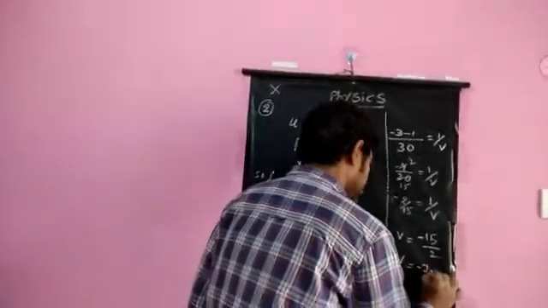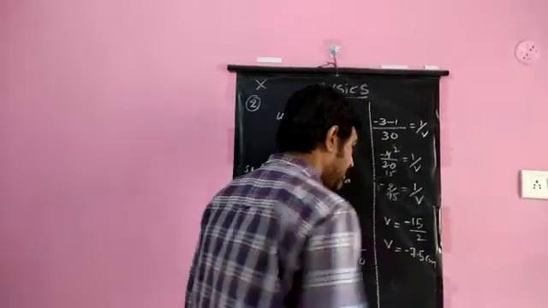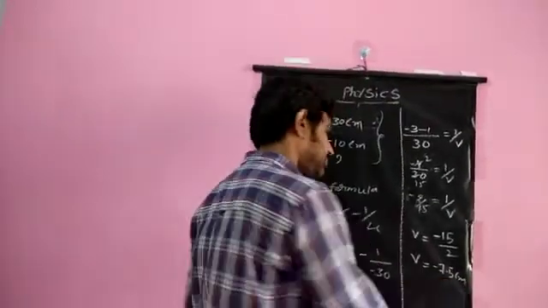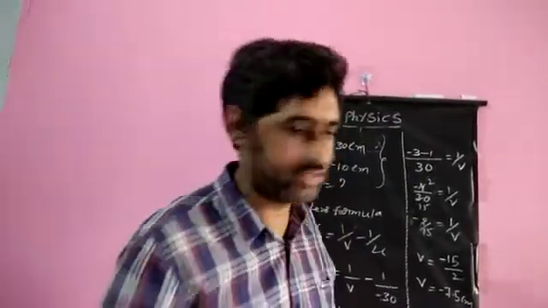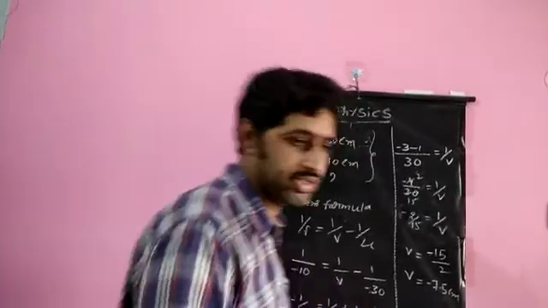That means minus 7.5 centimeters. So the image will be formed at a distance of 7.5 centimeters on the left side of the lens. That was for the concave lens; the other one was for the convex lens.